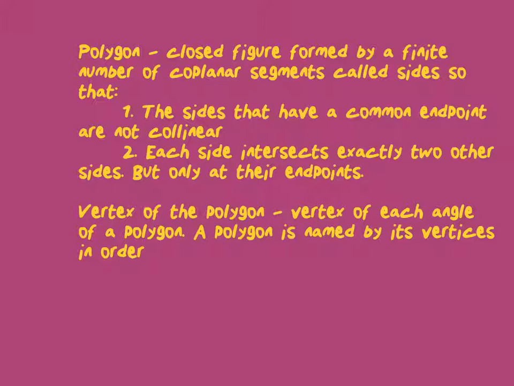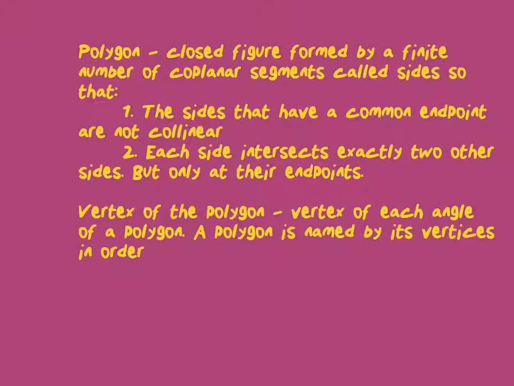All right. Our first vocabulary word that we're talking about today is the word polygon. And a polygon is just a closed figure formed by a finite number of coplanar segments called sides, and there's a couple of stipulations. One, the sides that have a common endpoint, they are not collinear. In other words, they cannot be a straight line. They must form an angle with their endpoint.